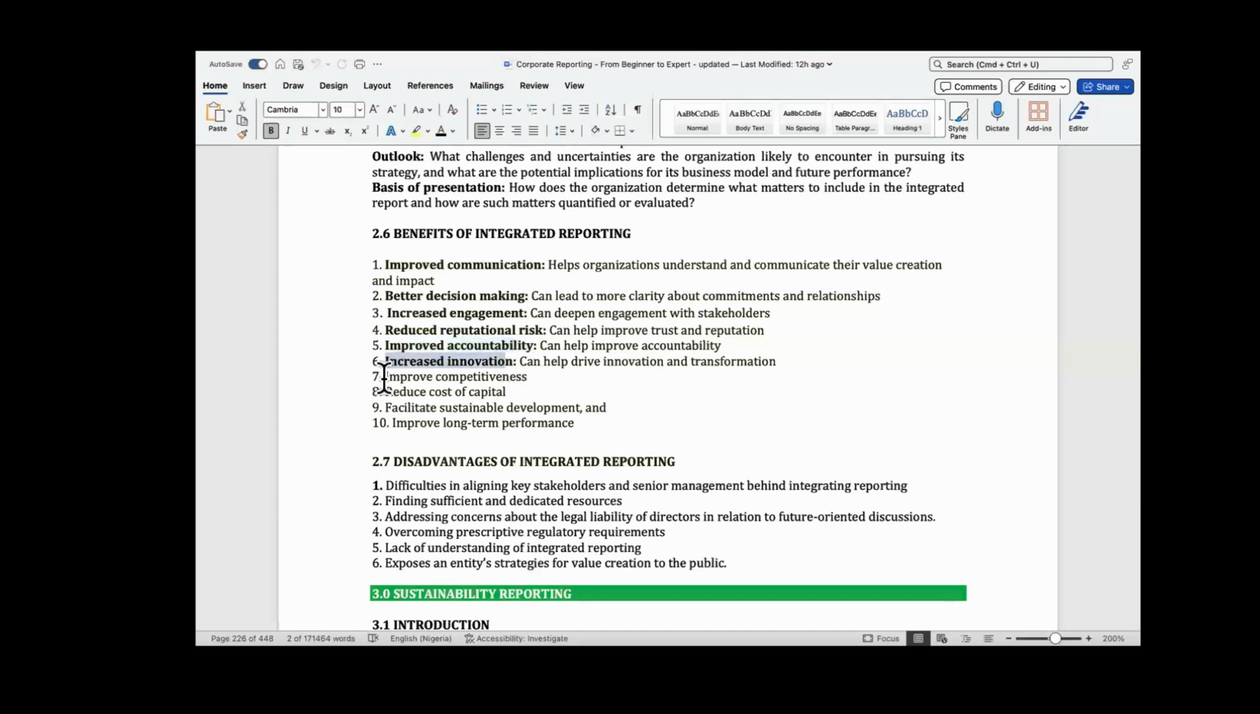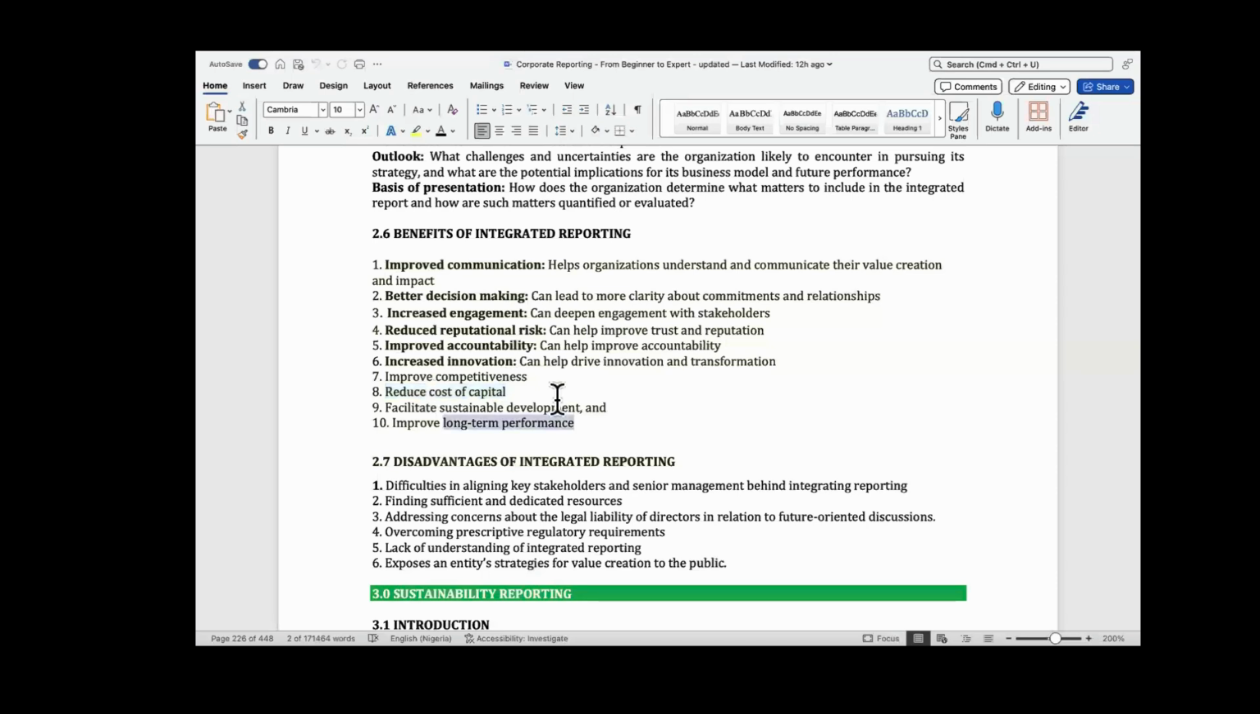And it's going to improve competitiveness, because when you are reporting how you have created value in your annual reports, it becomes competitive. Every organization will see what you're doing and they want to do it better. And you also would have to improve. It reduces cost of capital. When you report how you are creating value, people are ready to invest more in your company at a reduced required return. It facilitates sustainable development, and also it improves long-term performance like that.